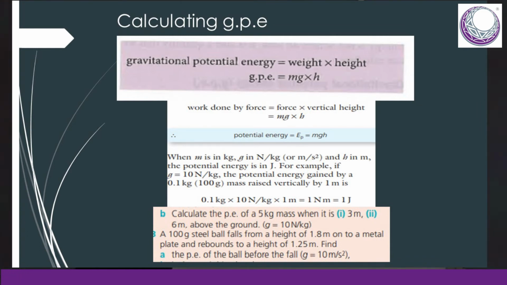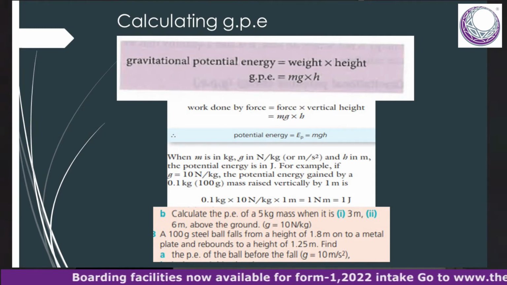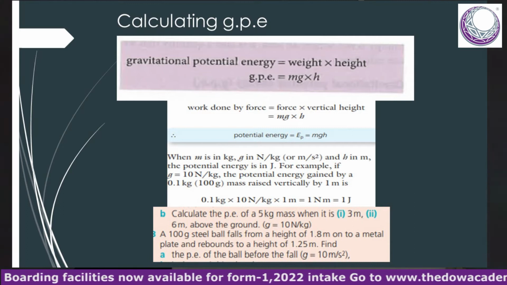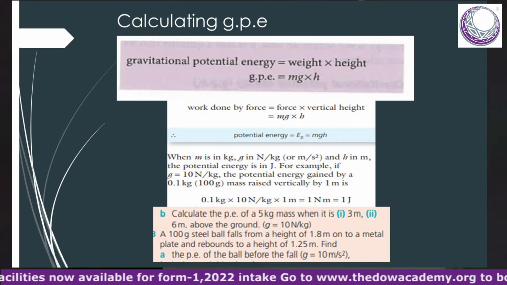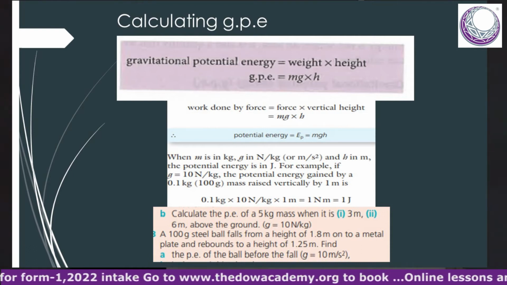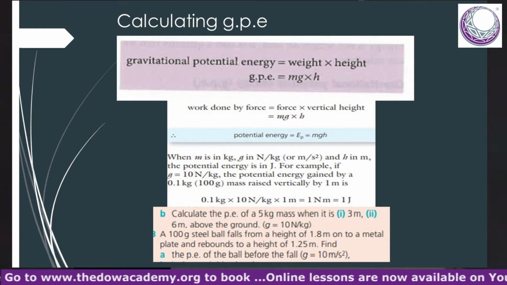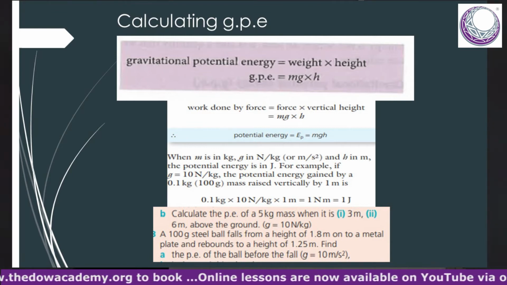Substitute into our formula, mgh: your mass 0.1, multiplying the gravitational field strength, which is 10, multiplying your height, which is 1 meter. We get the g.p.e possessed by this object is 1 joule. You can compute that in your calculator. Then you've got your task to move on to, based on what you have said, mgh, or calculating gravitational potential energy.